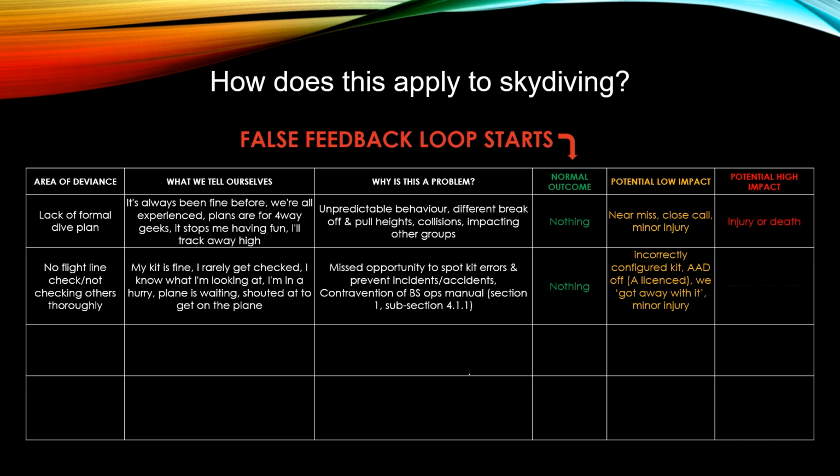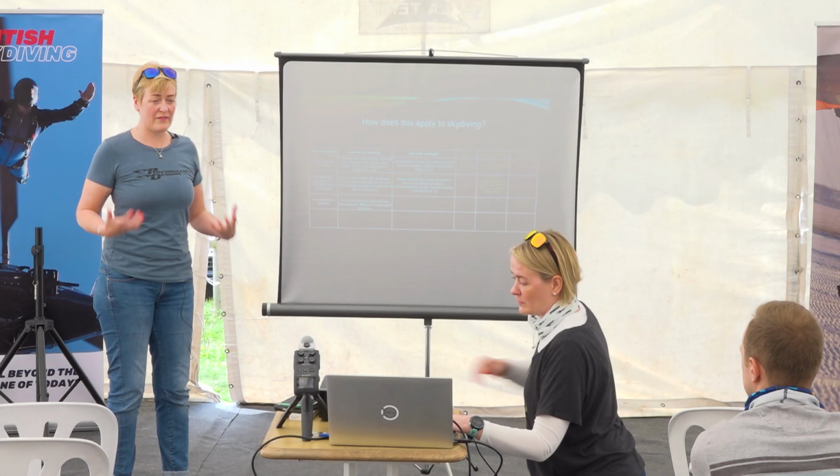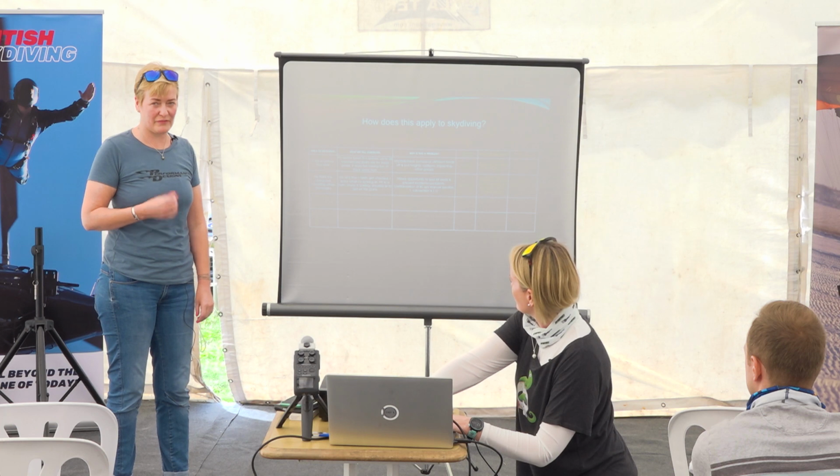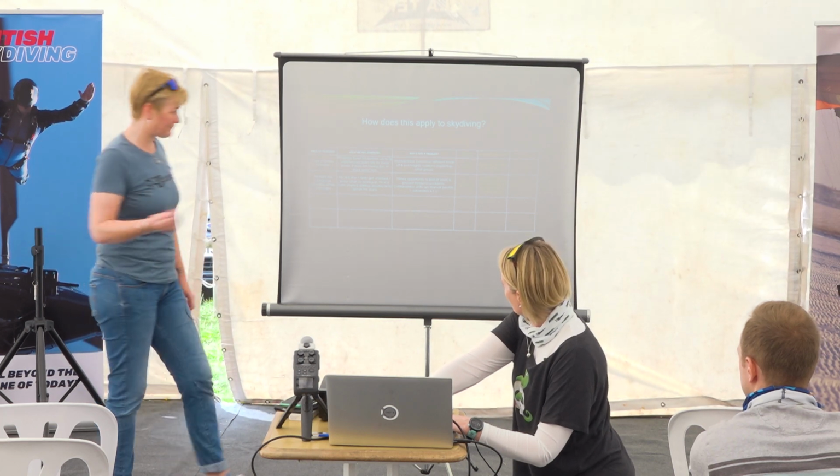So the potential low impact is incorrectly configured kit. You'd probably survive it, it'd probably be all right. The AAD might be off on an A-licensed skydiver because you hadn't visually checked it. They're an A-license, they don't really know, that's why we have the visual check there. And we got away with it. Or we noticed that our leg strap was flapping in free fall, but we got away with it. There was no real impact. But what's the potential impact of that? Serious injury or death. Just because it hasn't been before doesn't mean it won't be next time.